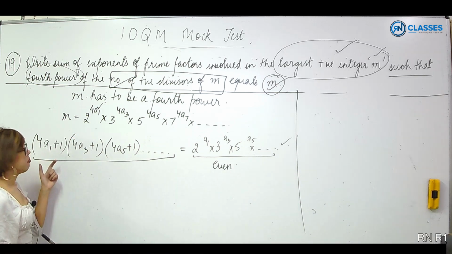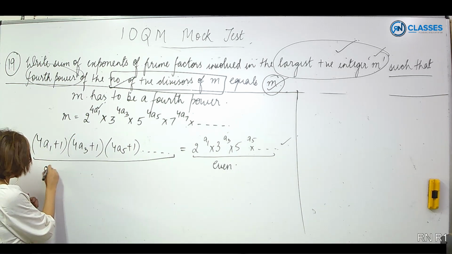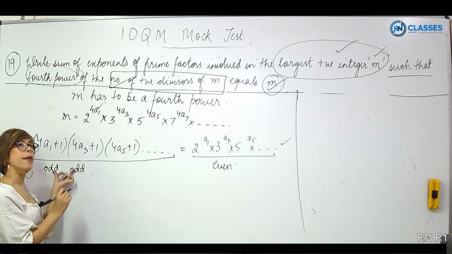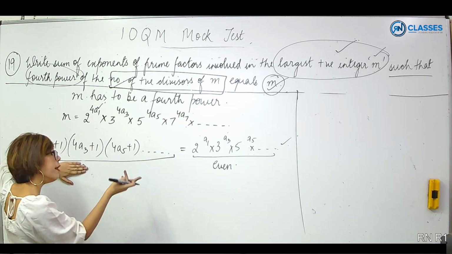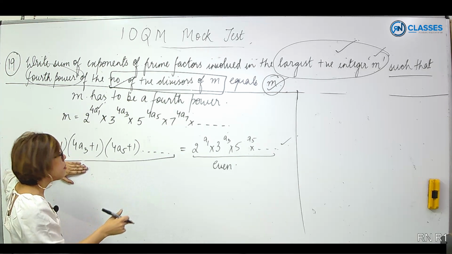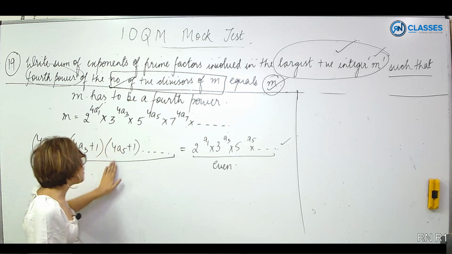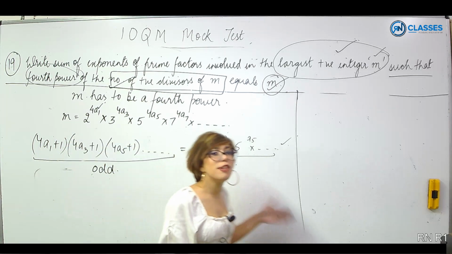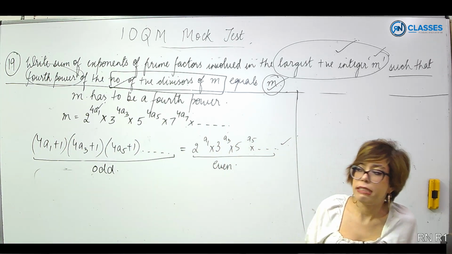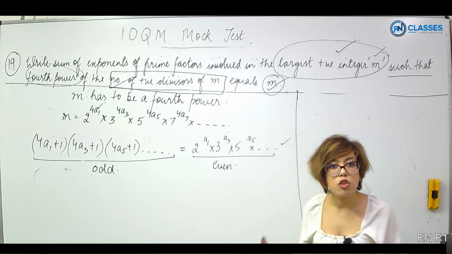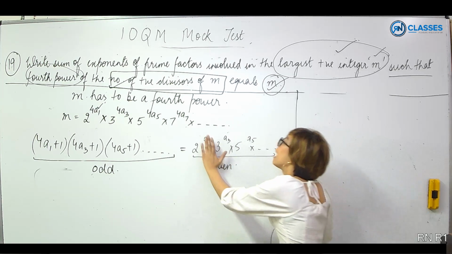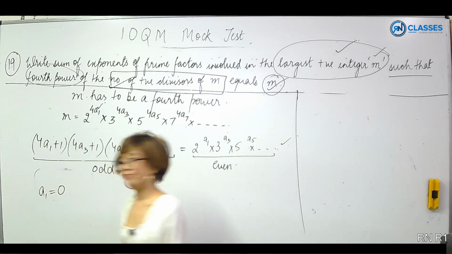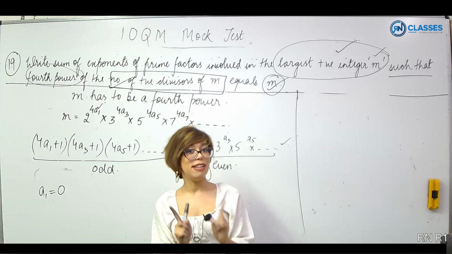4A1 plus 1, odd number. Second, 4A3 plus 1, odd number again. Odd into odd is odd. That means this is a product of odd numbers, which will definitely be odd. Do you think you can have a value of A1 which will make an odd number equal to an even number? No, that is not possible. That means A1 has to be 0. At least I found one thing, that A1 is 0.